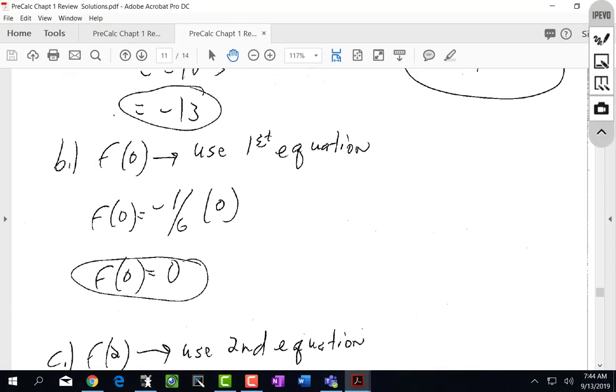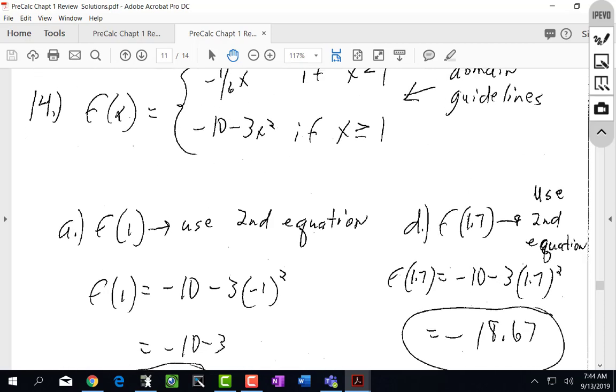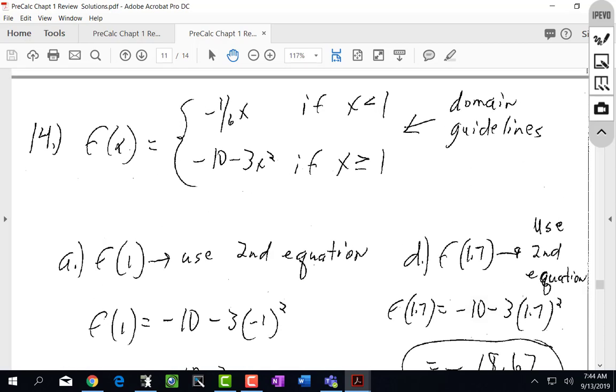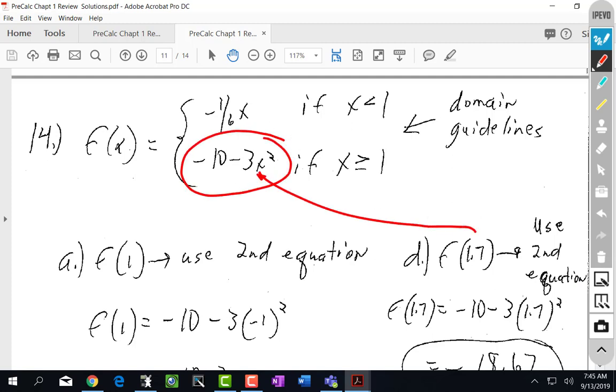Okay, on this last one, I'll scroll up to it. It looks like I put it up top here so I can see it a little bit better. So it says I want to find f of 1.7. Now substituting in the 1.7 to see which one it matches. Well, it looks like it's going to match this second equation because 1.7 is greater than or equal to 1. So I'm going to use my second equation and put 1.7 in place of my x.